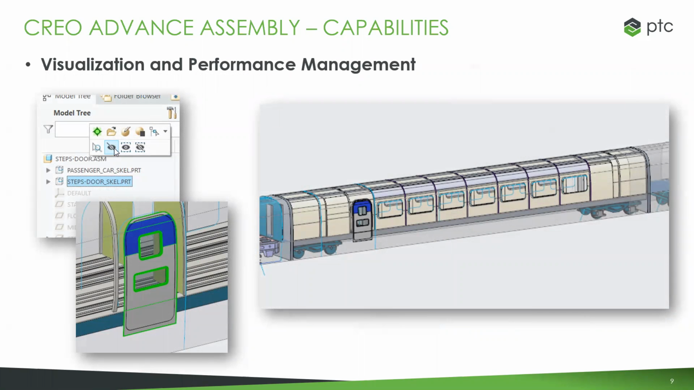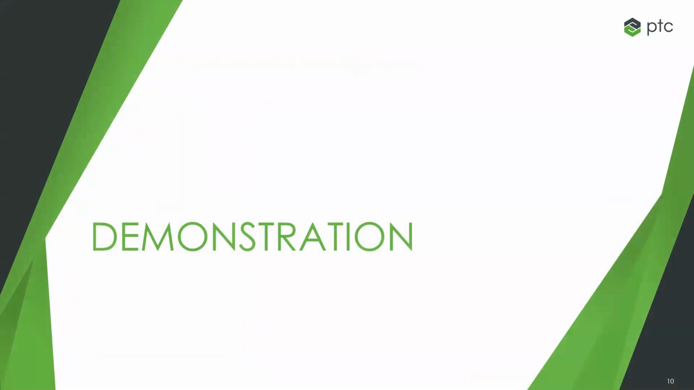We also have tools for visualization and performance management. I mentioned before, you've got a pretty big assembly. It's a lot of data for your computer to crunch. Let's give you the tools to control that, to say, I only want to look in this area, to look at this part, turn everything else off. Even just to see something as a shrink wrap and reduce the time it takes to load it up and work with it. It's a hugely valuable feature when you're working with complex assemblies. So all of these are capabilities of Creo Advanced Assembly.